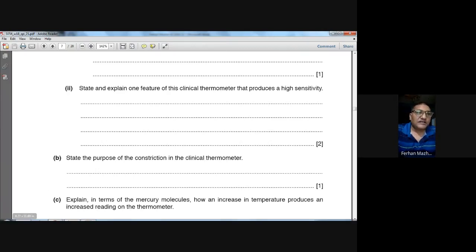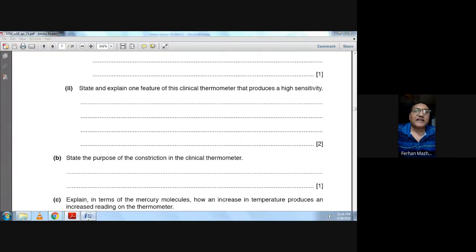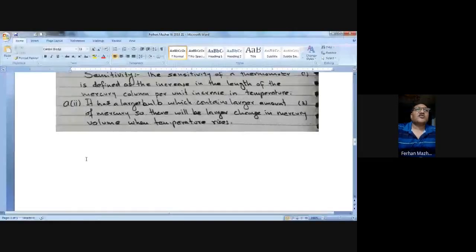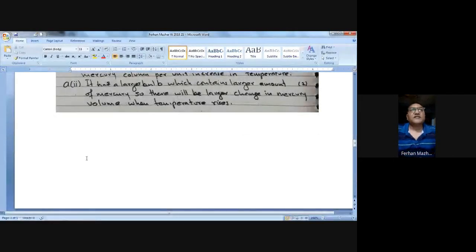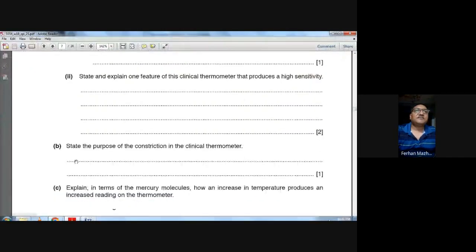So let me read my answer. I have also tried to write its answer. On screen, you can see question number A, second part. It has a larger bulb which contains a larger amount of mercury. So there will be a larger change in mercury volume when temperature rises. So there will be a larger movement in the length of the mercury column also. I hope you have understood it.